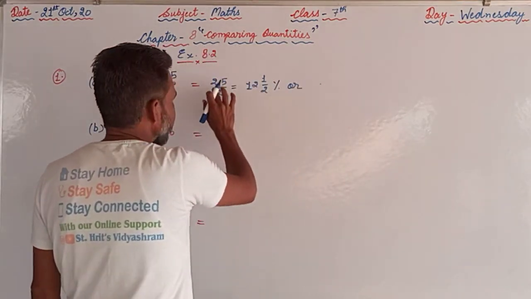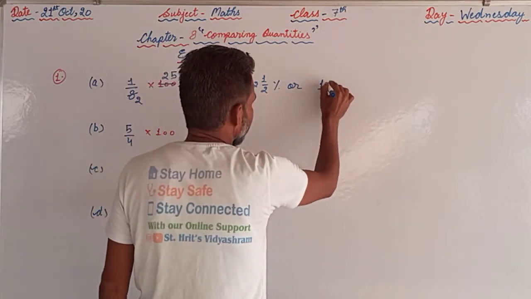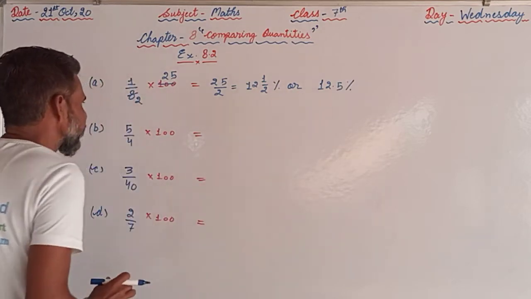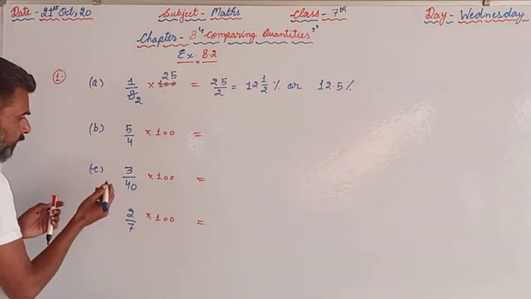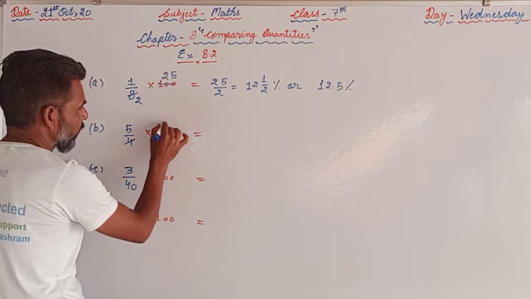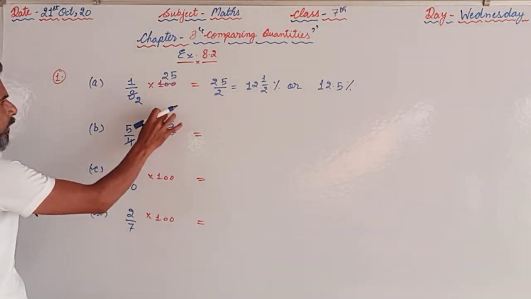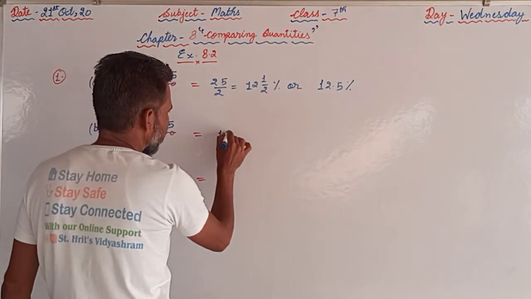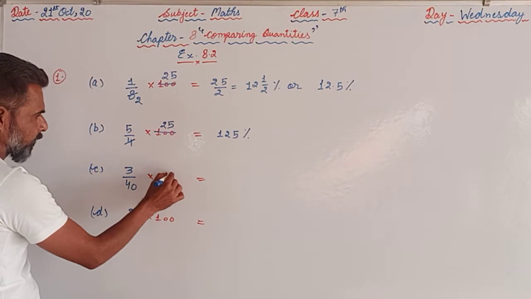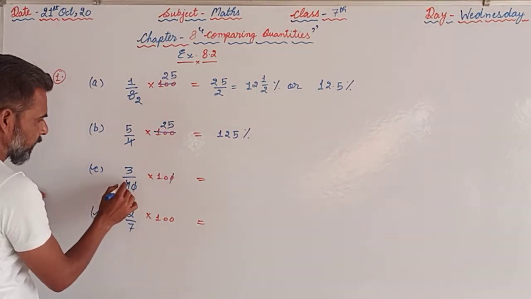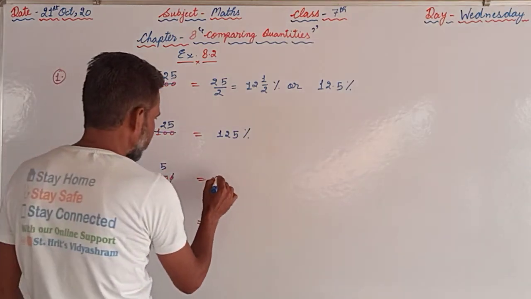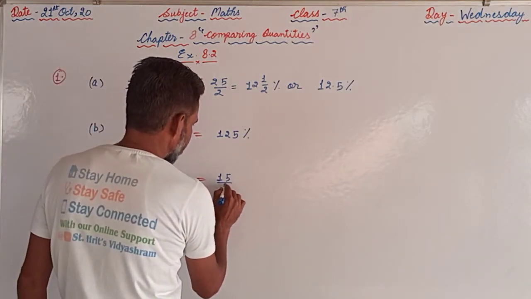If we divide 25 by 2, we will get 12.5%. Both the answers are correct. Here we can cancel out directly 100 by 4, that will be 25. So 25 times 5 is 125%. Here we can cancel out the zero, then afterwards we can cancel out by 2, 2 twos are 4, 2 fives are 10, that is 15 upon 2, 15 upon 2%.